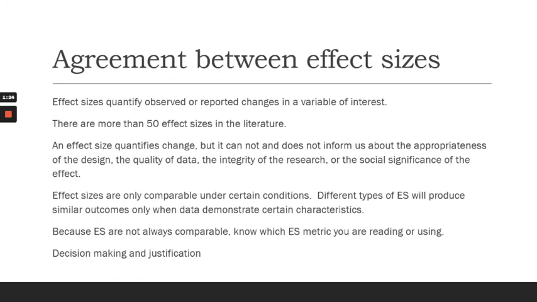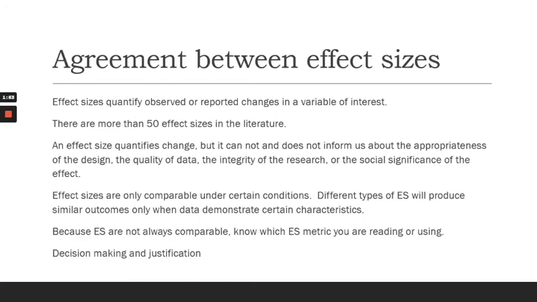Effect sizes are only really comparable under certain conditions. Different types of effect sizes will produce similar outcomes only when data demonstrates certain characteristics. If we select and use means-based effect sizes and compare those to effect sizes that use trend and adjusted baseline, we're very likely to get different effects. We're going to talk more about that in the next 10 minutes.